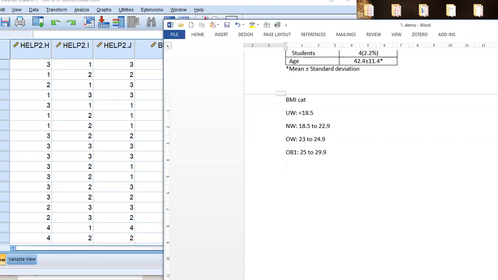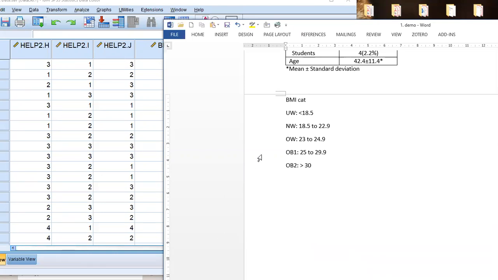Next one, obese 2. Obese type 2 is just more than 30, sir. Just more than 30 is obese 2, right? Yes, just more than 30. Okay, more than 30.